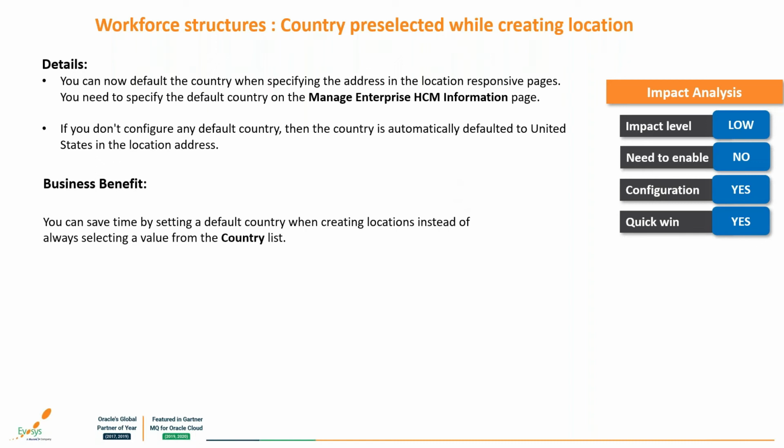based on the preference. Say, for example, a company is working in the UK or maybe in India, so based on these criteria, they can pre-select a country so that the required country is always there. This takes less effort to select the required country, as it's already there.